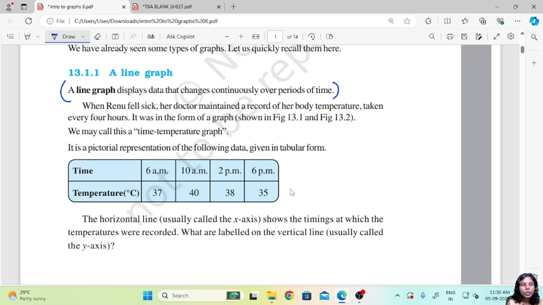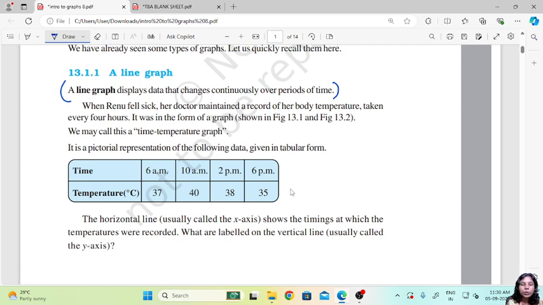Now for example, when Renu fell sick, her doctor maintained a record of her body temperature taken every 4 hours. It was in the form of a graph. We may call this a time temperature graph. So now what they are saying is, when Renu had fallen sick, the doctor took a graphical representation of her body temperature after every 4 hours. So if he starts at 6 o'clock, then next he would continue at 10 o'clock, like this, with a 4 hour gap, and he would check her temperature.